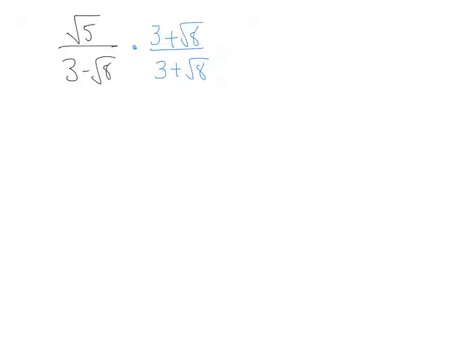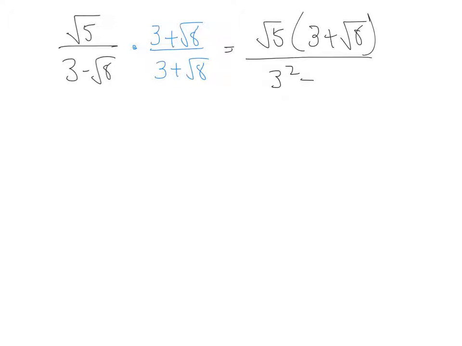So when we multiply this out, we're going to get root 5 times 3 plus root 8, and we'll be wanting to do some simplifying there, but 3 minus root 8 times 3 plus root 8 is going to be 3 squared. So let me write this as the difference of two squares right now. Square root of 8 squared, just as a reminder.